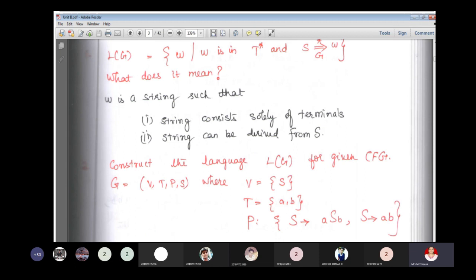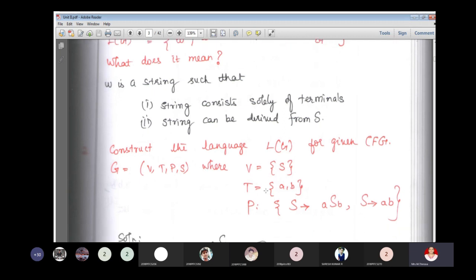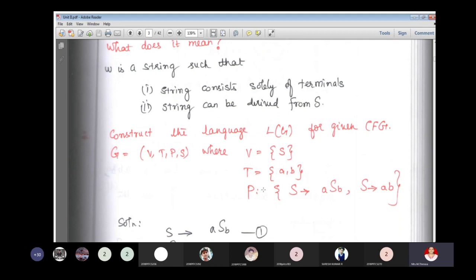Okay. Construct the language L of G for a given CFG. G is equal to V, T, P, S, where V is equal to S, only the start symbol. T is equal to a, b. There are two terminal symbols a and b. And the production rules are S tends to aSb, S tends to ab. So what is the language derived from this grammar?